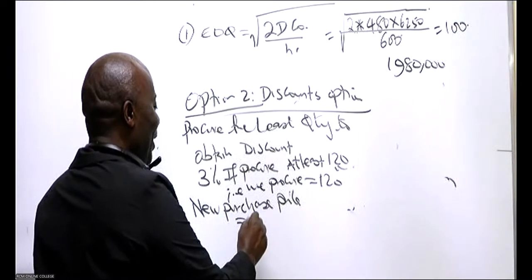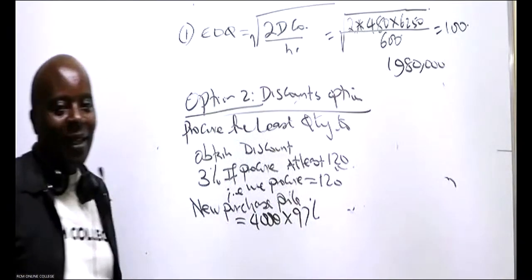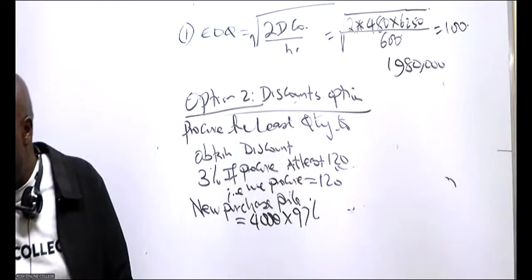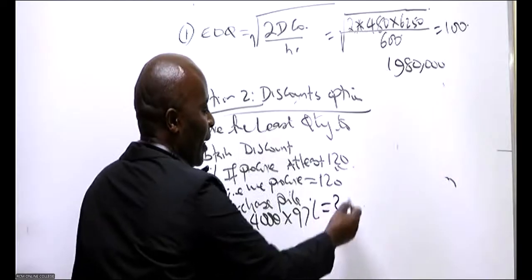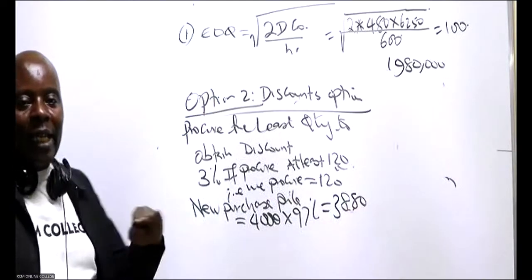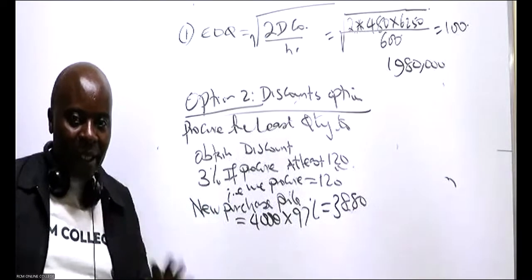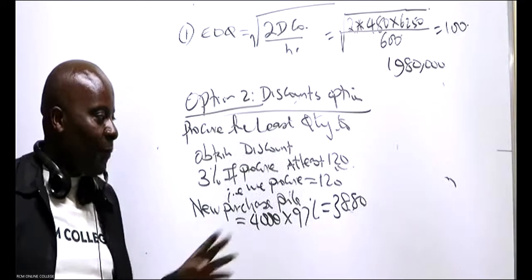New purchase price, so it will be 4,000 but now less the discount. Which gives us 3880. So now this is 3880. Because 3% is taken off 100. 3% is a discount, yeah? So 100 minus 3% gives us 97.